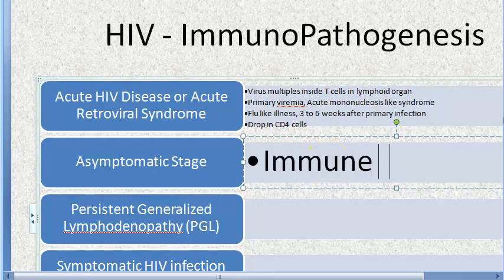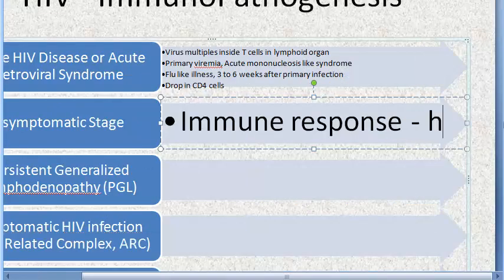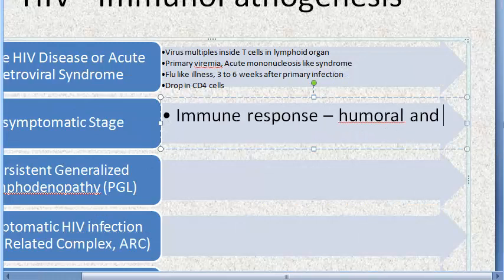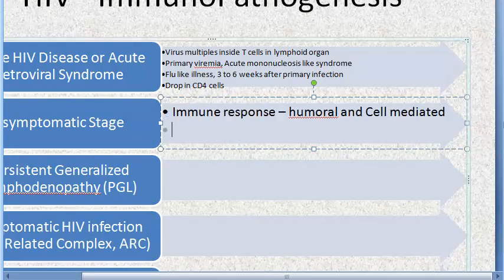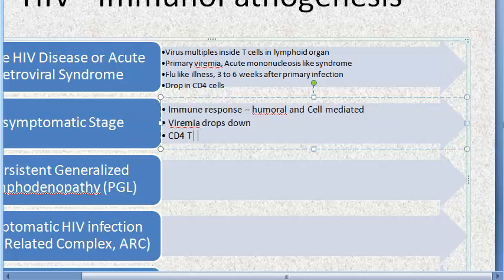So there is an immune response, both humoral and cell mediated. So the viremia drops down, and the CD4 T cells, again they become normal. The CD4 T cell count becomes normal. It is important to note that this is a state of clinical latency, but not microbiological latency. Clinically it is latent, yes, but microbiologically the virus is not latent.